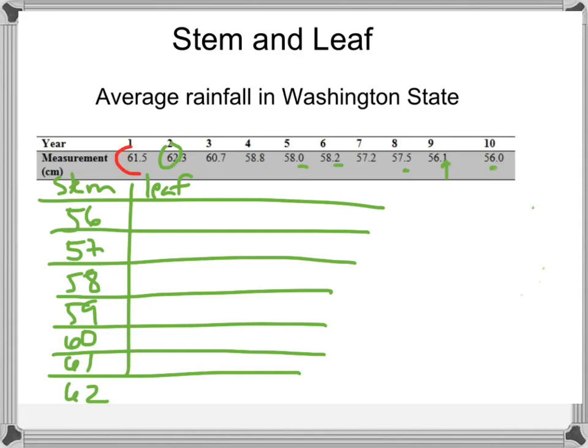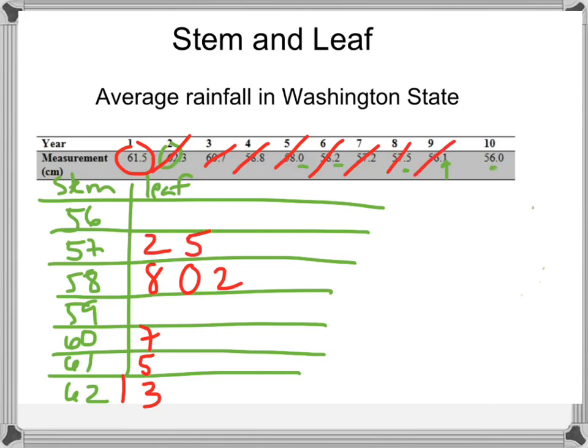Okay, so I'm going to go ahead and start putting the information in. Okay, 61.5, so I'd go to 61 and put a 5 there. 62.3, I'd go to 62 and put a 3. 60.7 would be represented that way. And so on. Okay, and that would be 0.